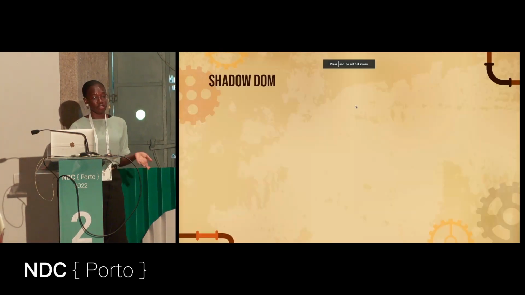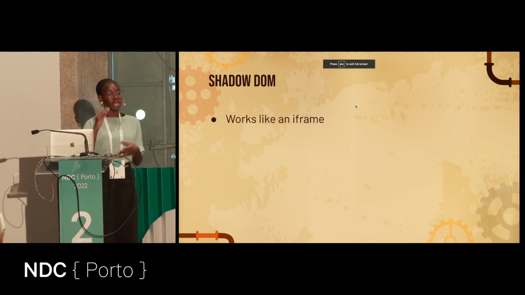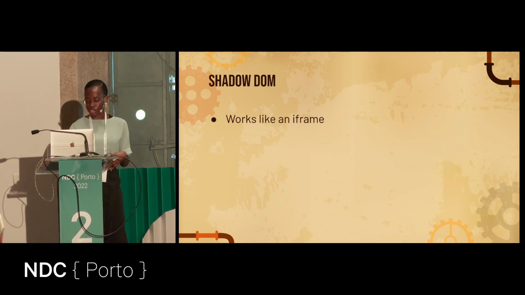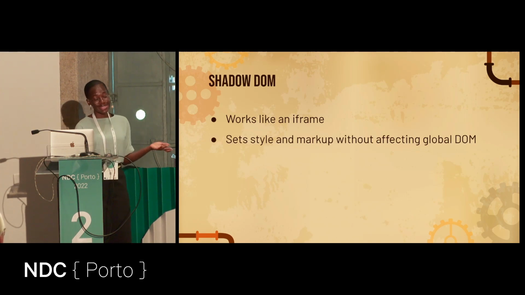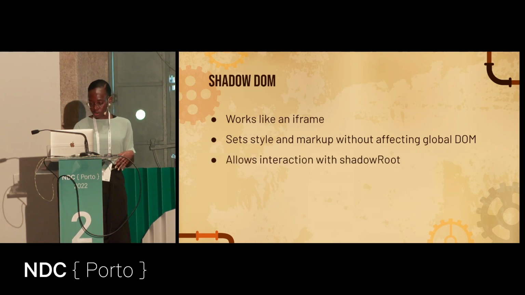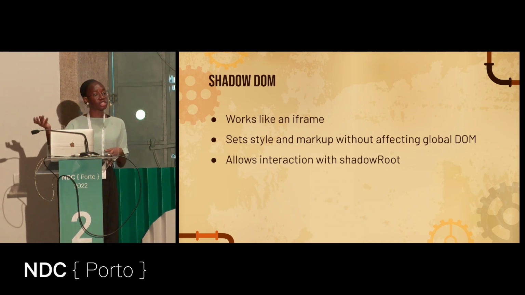They work like an iframe, so they're not part of your main code. Any changes you make to a shadow DOM will not affect the global code, and vice versa. Any changes you make in the global code will not affect your shadow DOM. It can set style and markup without affecting the global DOM, so we'll see that in the demo in a bit. It allows you to interact with the shadow root. As we've seen, we can only make a change to a shadow root element by creating a new attached shadow class. That should make sense.